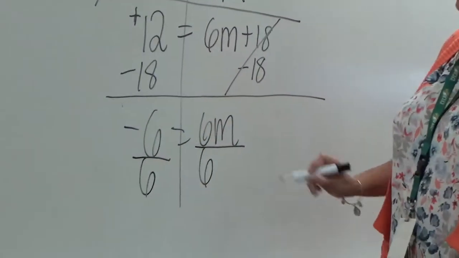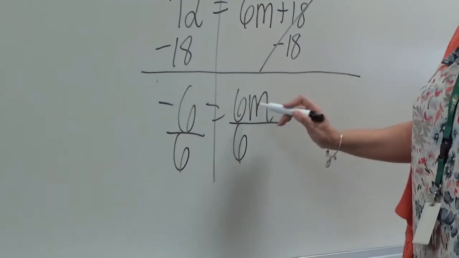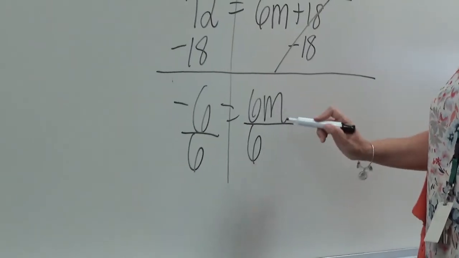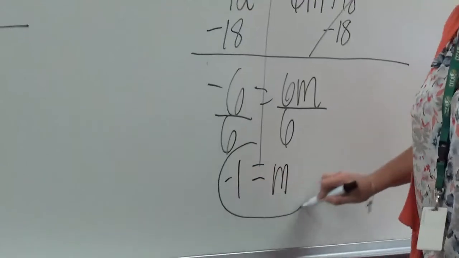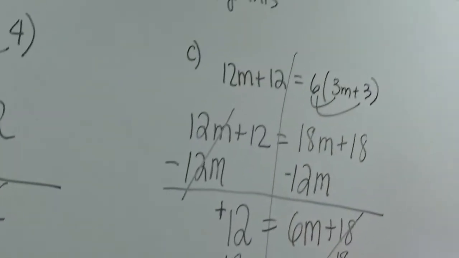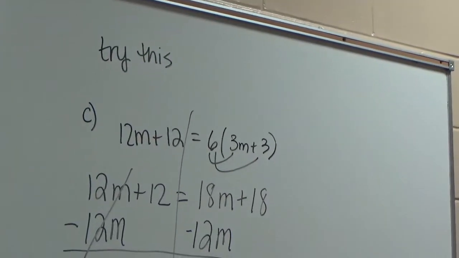I'm going to divide by 6 because that's what m is being multiplied by, so I do the opposite. And I get m equals -1. And I'm done with that one. If I went up and popped in the -1, hopefully it would come out the right answer. And you can do that by checking.